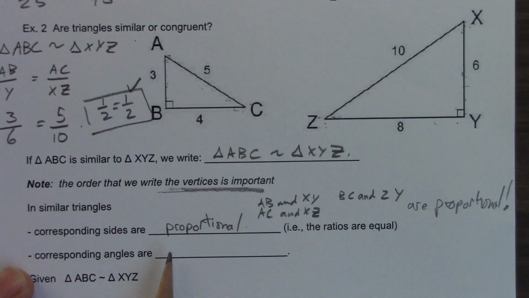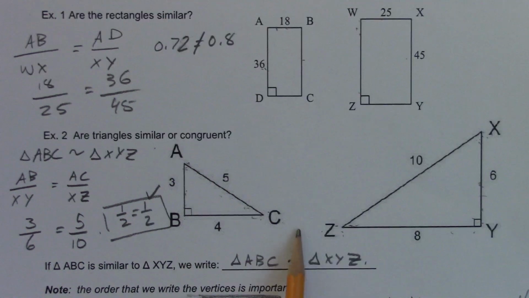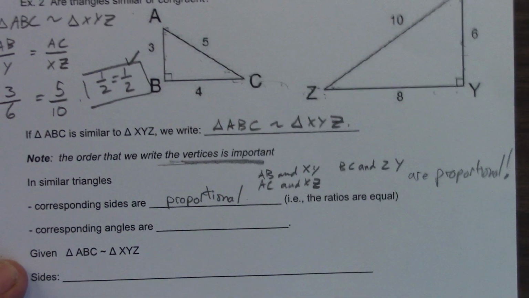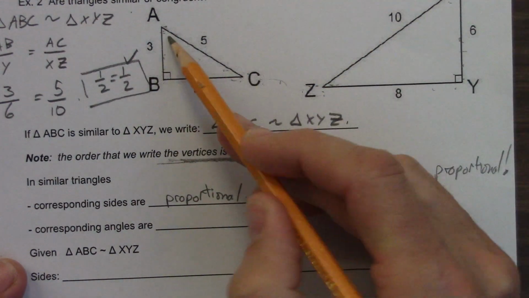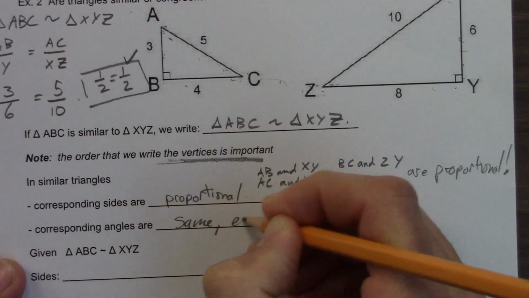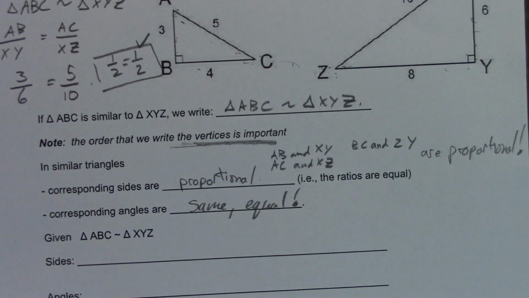So corresponding angles, the angles that correspond to the different sides, like C to Z, right? The angles that go with the vertices, X and A. The angles are what? What do you think? So the sides are proportional in similar triangles. What do you think the angles are? Yeah, exactly. They are the same. They're equal. They have to be for similar triangles. Your angles all have to be equal. Corresponding angles are equal.